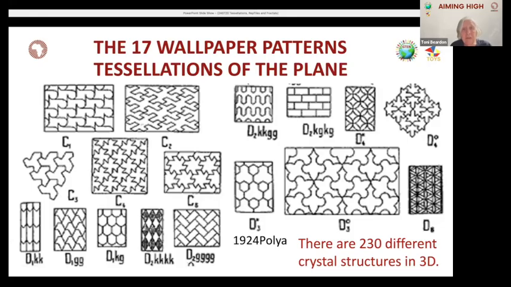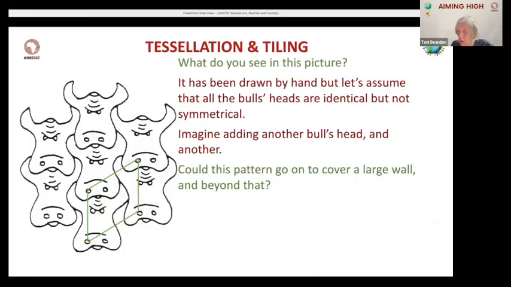And the mathematics is actually at a much higher level than anything you do at school. The mathematics I'm talking about is to prove that there are 17 wallpaper patterns and no more, and that there are 230 different crystal structures in 3 dimensions. There's something called group theory, which people study in university mathematics at that level. So we're going to move on to doing something more about tessellation and tiling.